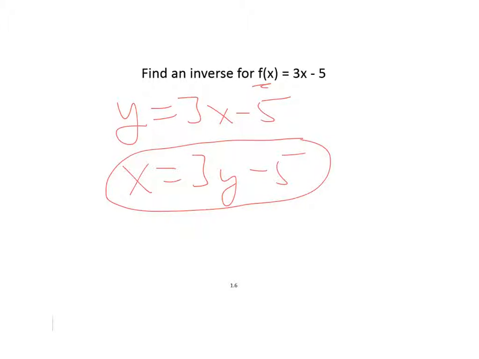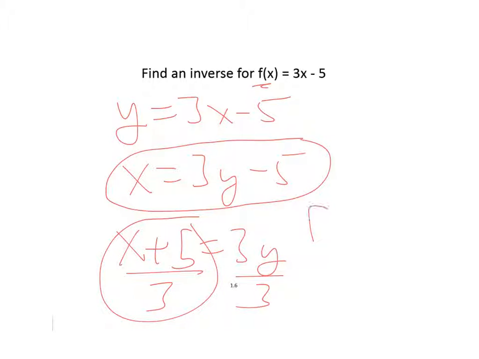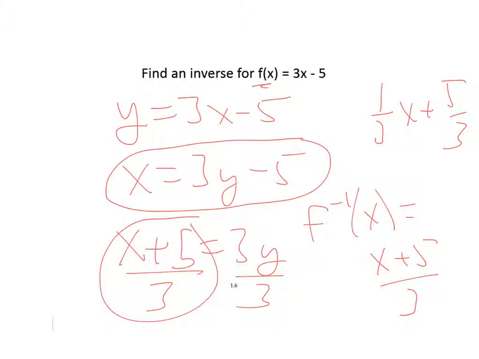So what I'm going to do is add 5 to both sides. And then I'm going to divide by 3. Add 5, so I write plus 5. Sorry about that. At least I caught it. I'm going to divide by 3. So I could write that as this. That would certainly work. I would write f inverse of x equals x plus 5 all over 3. Or I could write it as 1/3 x plus 5/3. Sometimes this is the easier way to think about it.